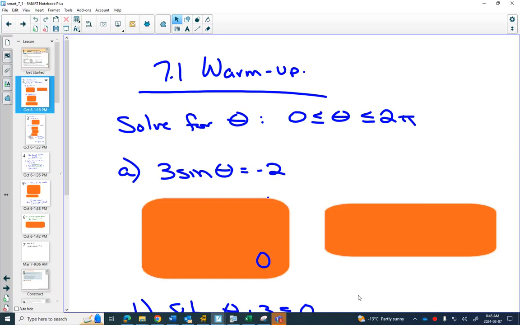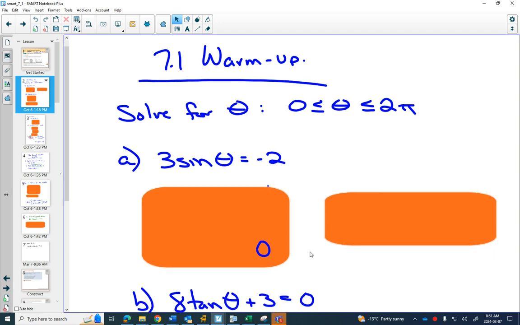And here's our warm-up. Question 1 is a calculator question. When you get sine theta by itself and get negative 2/3, that is not on your pie plate. So you're going to have to find reference angles, use your CAST rule. I'll put up the answers in a bit.